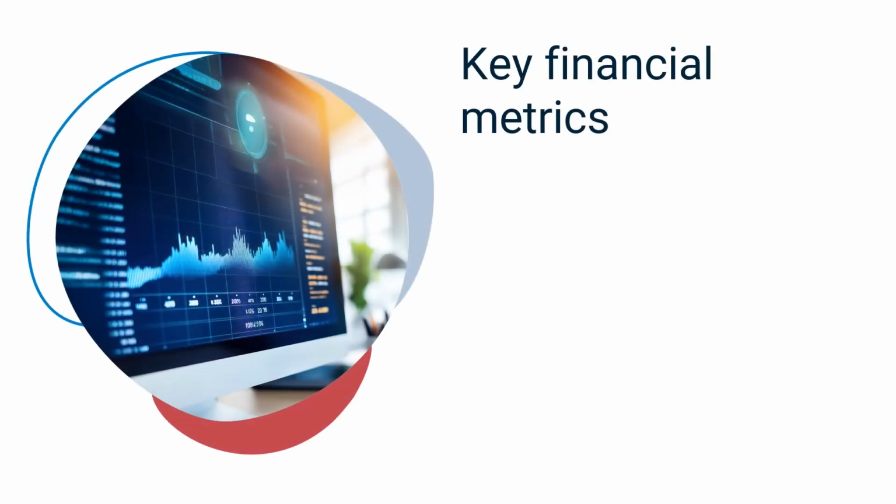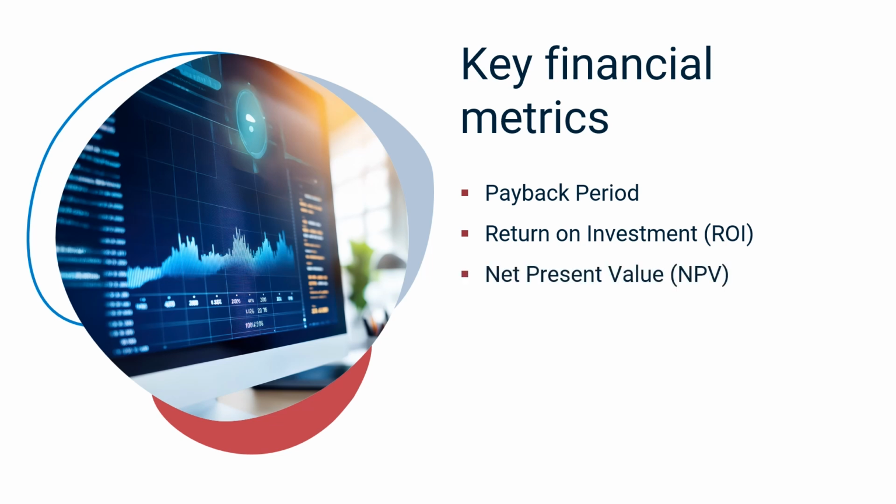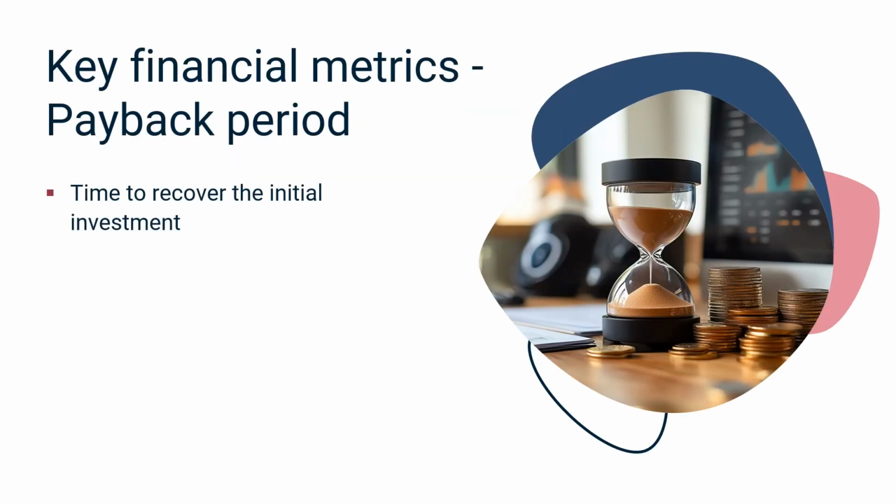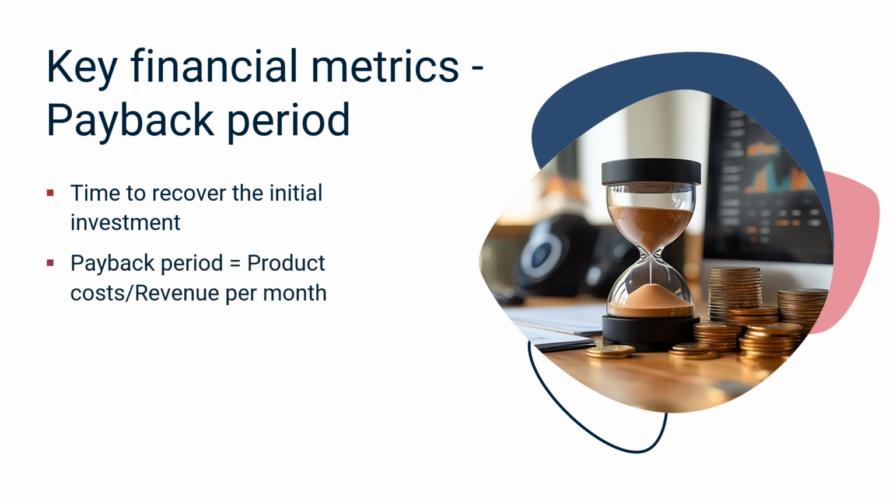Product owners must often perform a cost or benefit analysis and present the key financial metrics to the management to attain required backlog funding. These metrics may include payback period, return on investment or ROI, net present value or NPV, internal rate of return or IRR, and opportunity cost. The payback period is the time it takes to recover the initial investment in a product. A shorter payback period indicates quicker returns and lower risk. For example, if a product costs $50,000 to develop and generates $10,000 revenue per month, the payback period is 5 months.